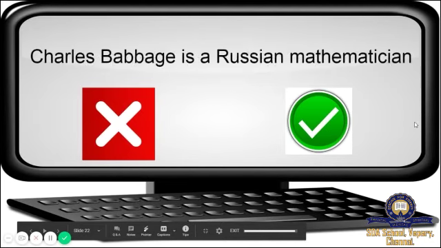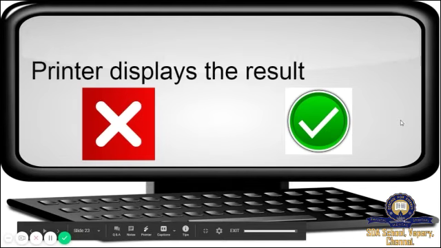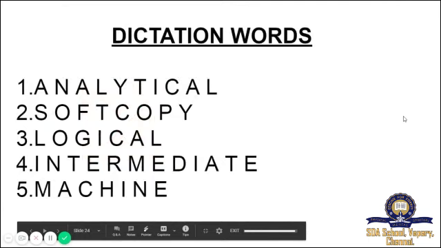Then, Charles Babbage is a Russian mathematician. No, he is not Russian. He was British. Next, printer displays the result. Is it true? A printer prints the result. The monitor displays the result. Display means showing, and the showing part belongs to the monitor only, not to the printer. So the statement is wrong.